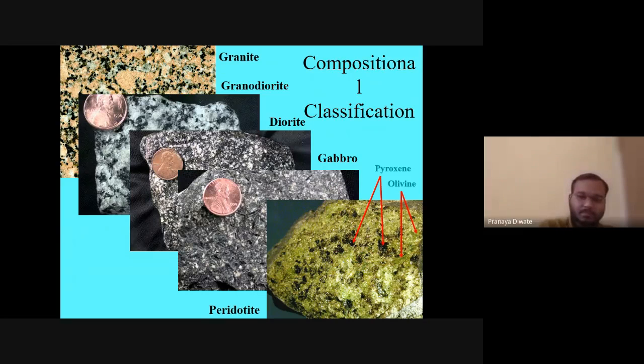Then you have a peridotite. So what is the peridotite actually? A peridotite is a rock which is made up mostly of the ferromagnesian mineral olivine. This olivine and these ferromagnesian minerals are the more dominant ones here, with more domination of pyroxene plus olivine material in it.